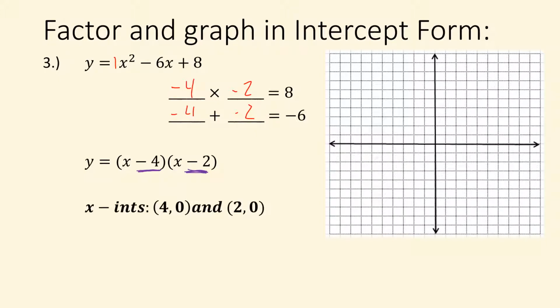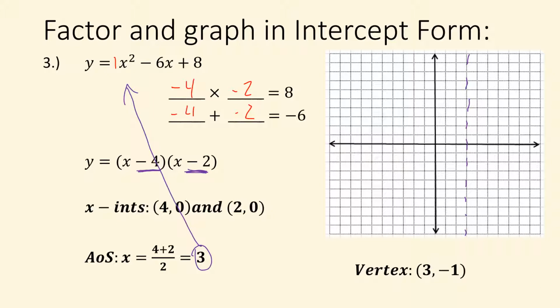If we wrote them as points, I'll just put a 0 for the y, 4, 0, 2, 0. As for the axis of symmetry, add the intercepts together and cut it in half. 4 plus 2 over 2. Axis of symmetry is at x equals 3. We can find the vertex by plugging in that 3 into these x's up here. So we have 3 squared is 9, minus 6 times 3, so that's negative 18. So 9 minus 18, negative 9, plus 8 is negative 1.